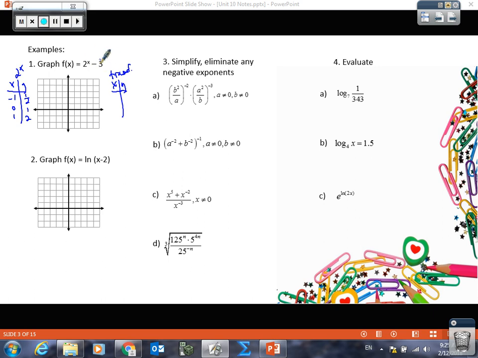It's basically taking all the y's and subtracting 3. So I'm going to copy down my x values. Those aren't going to change. And I'm going to take all my y values and subtract 3 from them. So 1/2 minus 3 is what? -2.5. 1 minus 3 is -2. And 2 minus 3 is -1. So let's plot those points. I go -1, -2.5. I go 0, -2, and 1, -1.